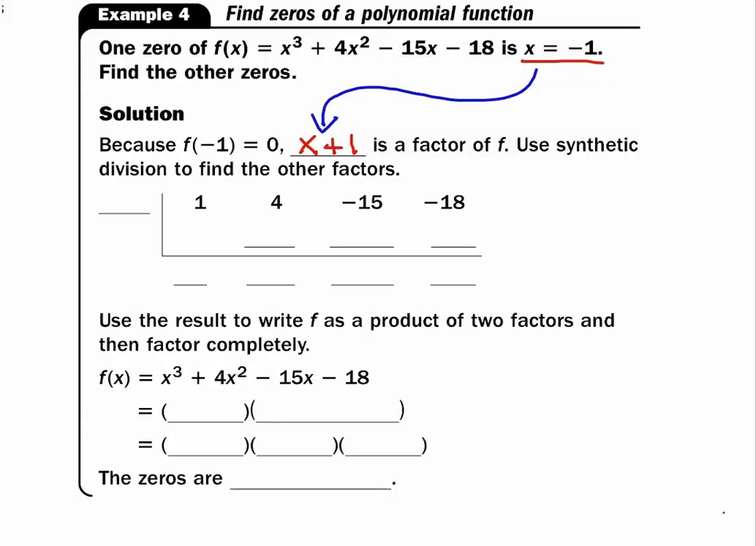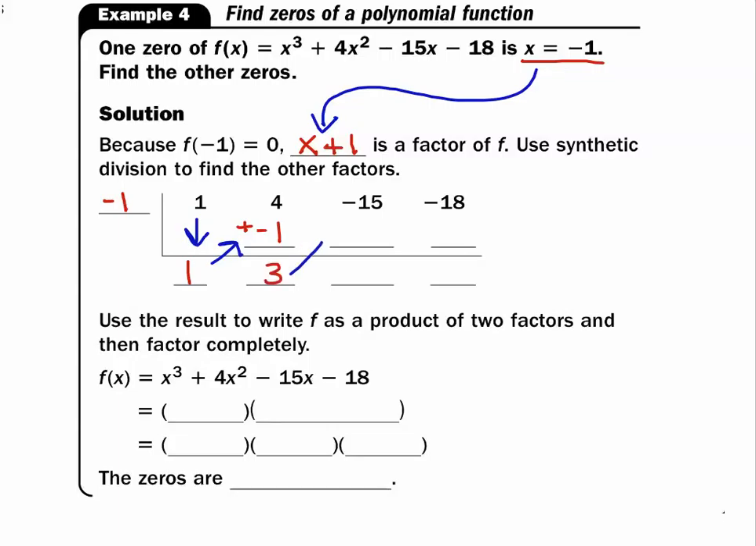To do the synthetic division, we know that -1 is a 0, so -1 is the number in the box. The 1 comes down for free. Then, to move up to the next corner, it multiplies by -1 to make -1. Add them up, and you get 3.